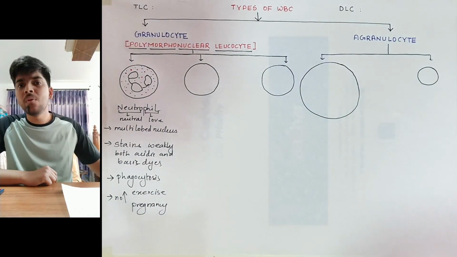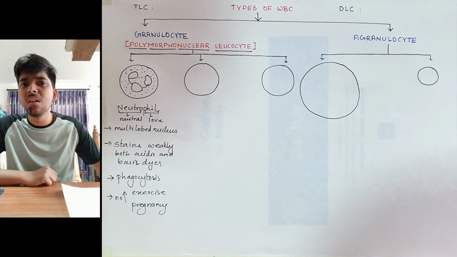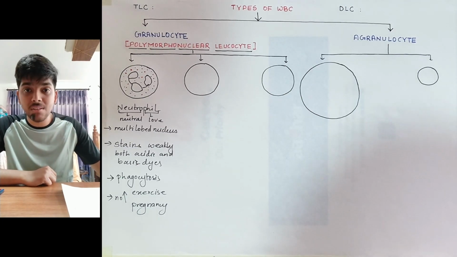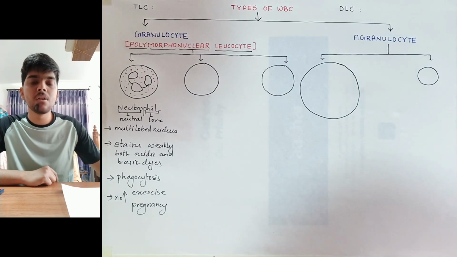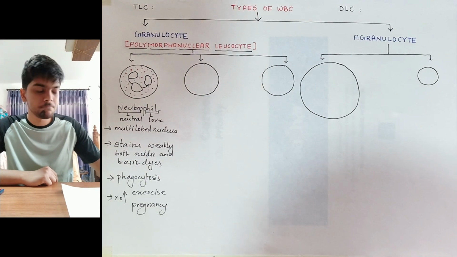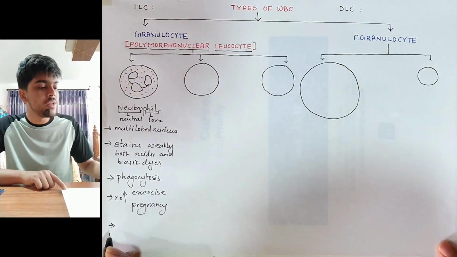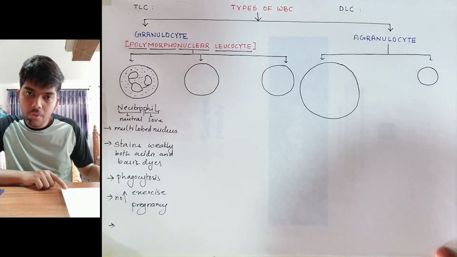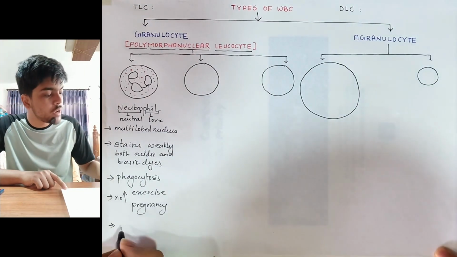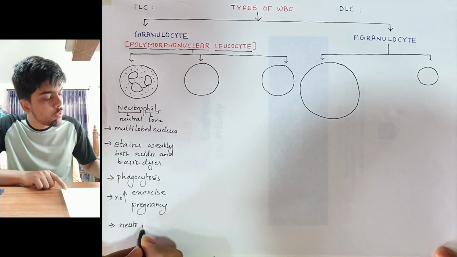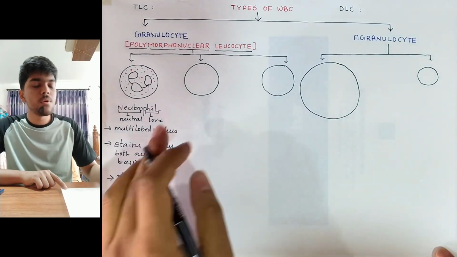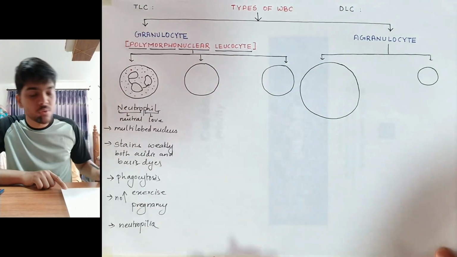Second, pregnancy. During pregnancy, a woman has to face a lot of stress, not just mental stress but also physical stress. During this stressful time, in order to protect the body, the number of neutrophils in a pregnant woman increases. And this particular condition, where the number of neutrophils is more than the normal number, is known as neutrophilia.